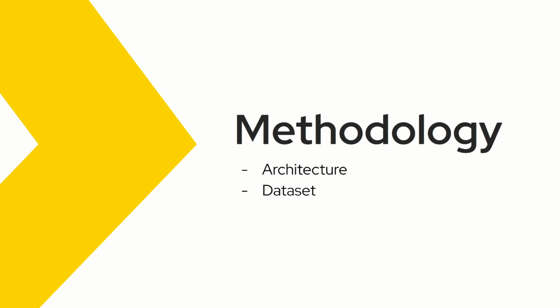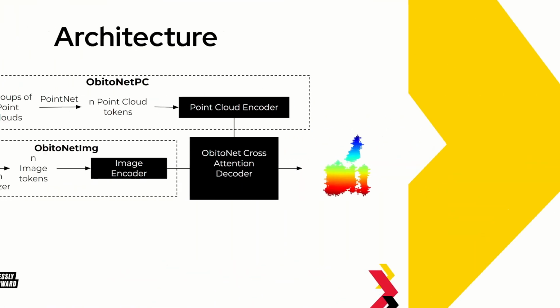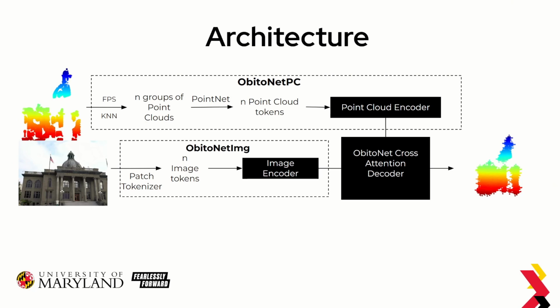Hey everyone, now I'll discuss the methodology and the architecture of the overall project. So this is the overview of the architecture, where you can basically see that we have three separate models, namely the ObitoNet PC, ObitoNet Image, and ObitoNet Cross-Attention Decoder. The ObitoNet PC handles the generation of point cloud tokens, whereas the ObitoNet Image handles the generation of image tokens. And these are both fed to a cross-attention decoder, which applies cross-attention between the tokens and generates a reconstructed output.